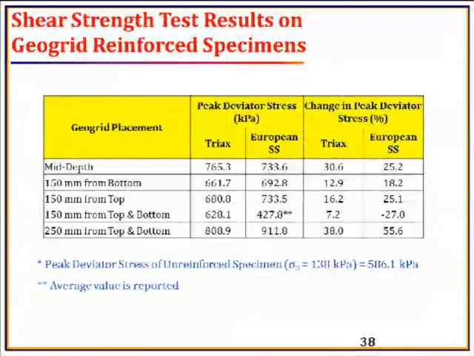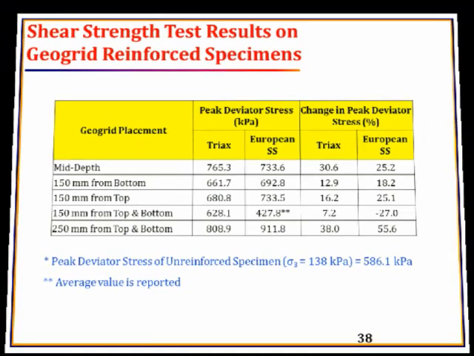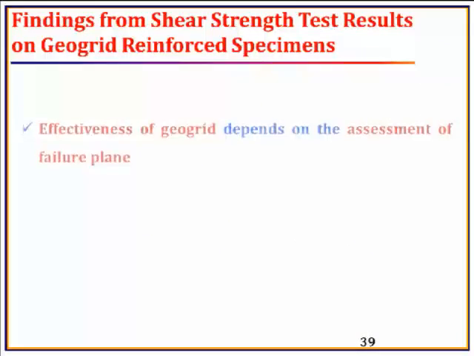These are the percentage change in peak deviator stress, and you can see that 150 millimeter from top and bottom had a very small amount of gain. In fact, in the case of European SS Geogrid, it performed worse than even no Geogrid materials. So what's the reason?